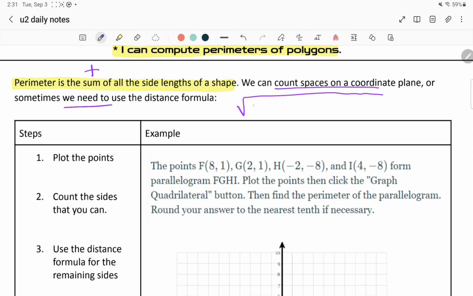So let's just pause for a second and rewrite the distance formula. Distance formula is square root of x2 minus x1 squared plus y2 minus y1 squared. Okay, that is the distance formula, where x2 and y2 and x1 and y1, they're just points.